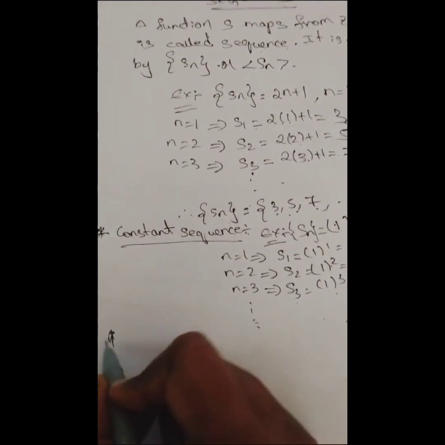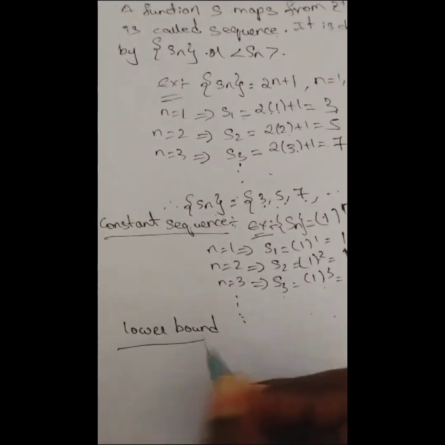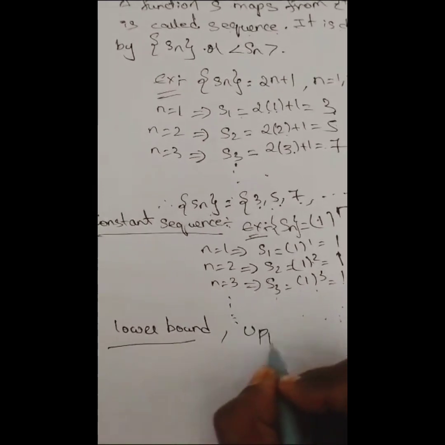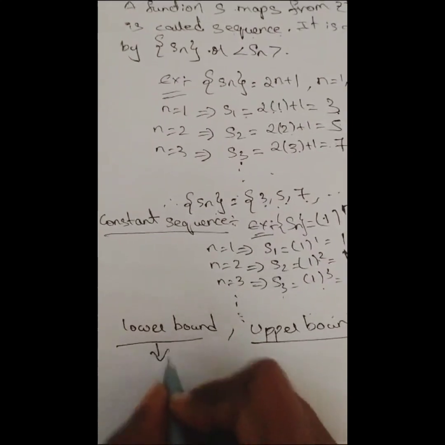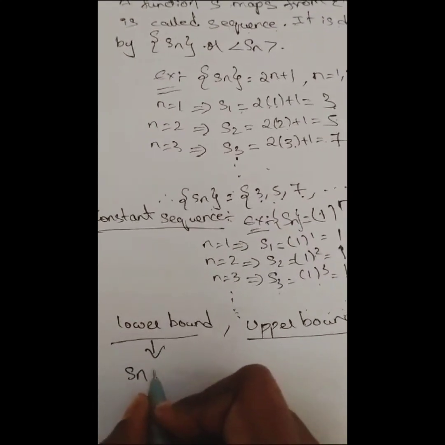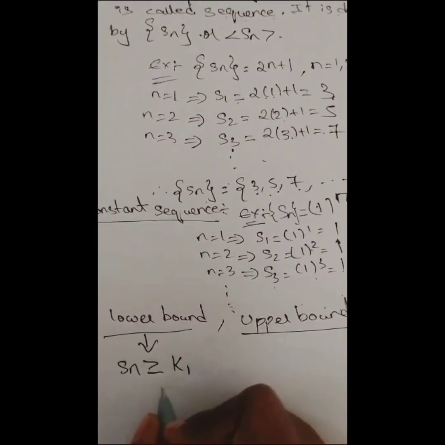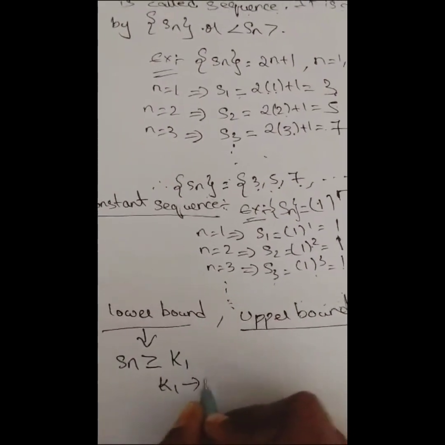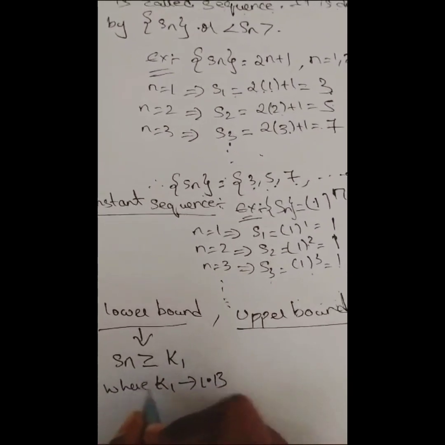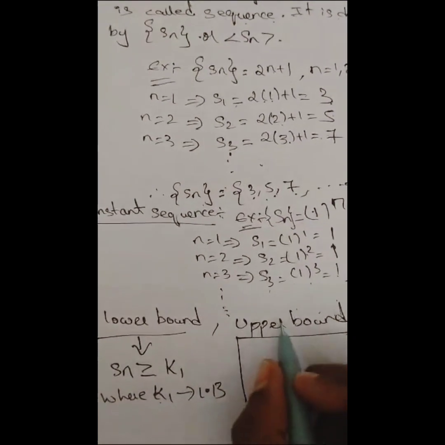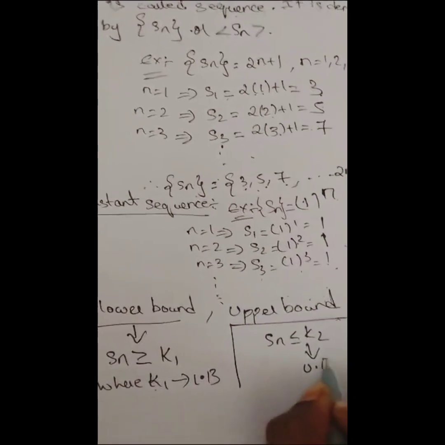Now let us see the lower bound. We will see the lower bound and upper bound simultaneously. The condition for the lower bound is that the sequence Sn is greater than or equal to k1, where k1 belongs to R and k1 is the lower bound. The condition for the upper bound is Sn less than or equal to k2, where k2 is the upper bound.